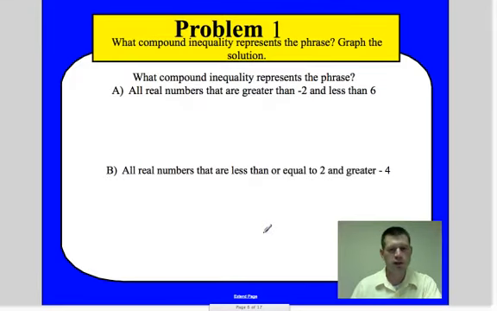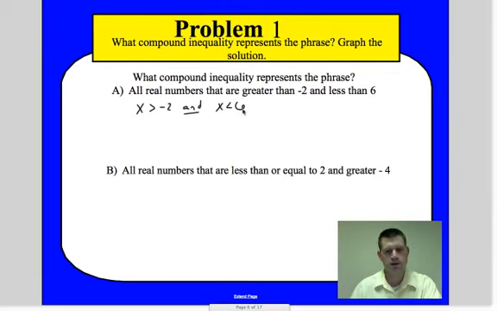Alright, let's look at problem number 1. It says, what compound inequality represents the phrase: all real numbers that are greater than -2 and less than 6. Let's start by making a variable, so let's say x. We want all real numbers x that are greater than -2. Well, that's simple: x is greater than -2. And, so we're going to use the word "and" to start, x is less than 6. We're still referencing the x, and x is less than 6.